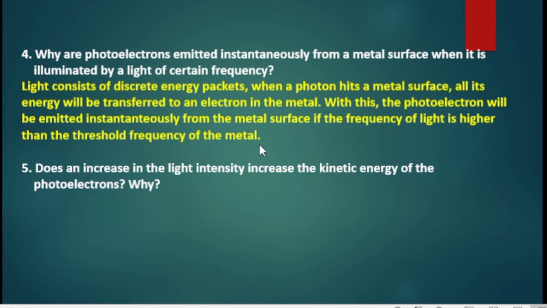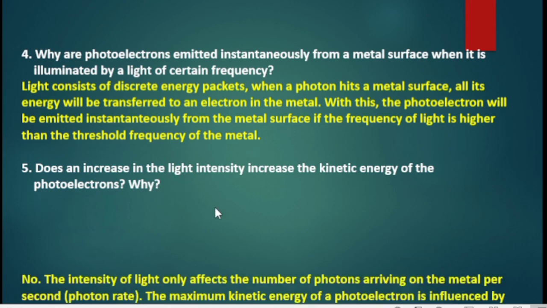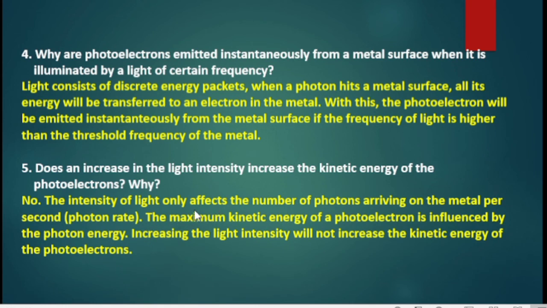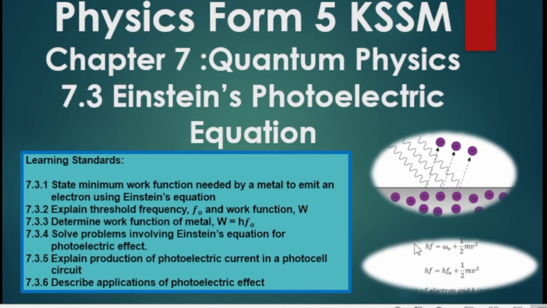Number 5. Does an increase in light intensity increase the kinetic energy of photoelectrons? Why? No, the intensity of light only affects the number of photons arriving on the metal per second, or photon rate. The maximum kinetic energy of a photoelectron is influenced by the photon energy. Increasing the light intensity will not increase the kinetic energy of photoelectrons. It just increases the number of photoelectrons emitted, because the intensity of light affects the number of photons reaching the metal surface.